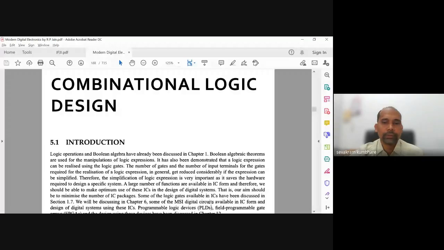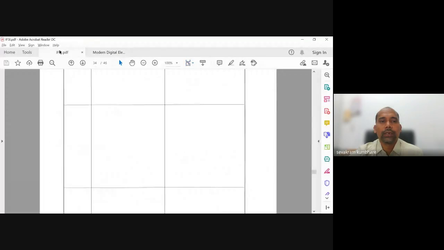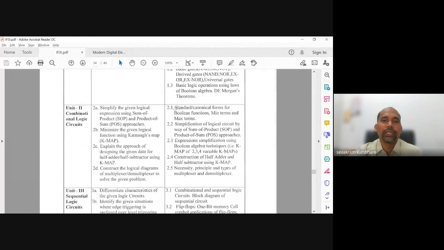Okay, is this screen visible? Yes, sir. Okay, so combinational logic design. We are at the second unit. So we have covered the first point, that is standard or canonical form for Boolean function, minterms and maxterms. Before going for simplification of logic circuits by way of the sum of product or product of sum approach, we'll cover some of the things related to this canonical form of Boolean expression.